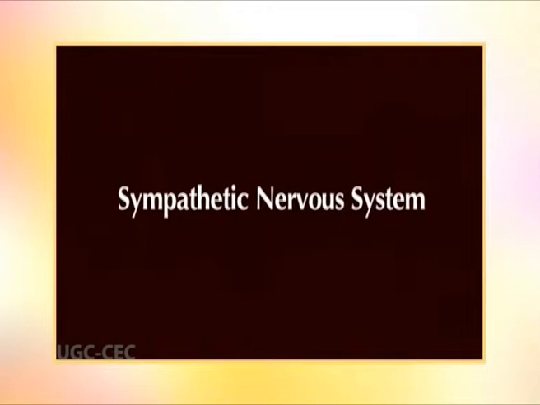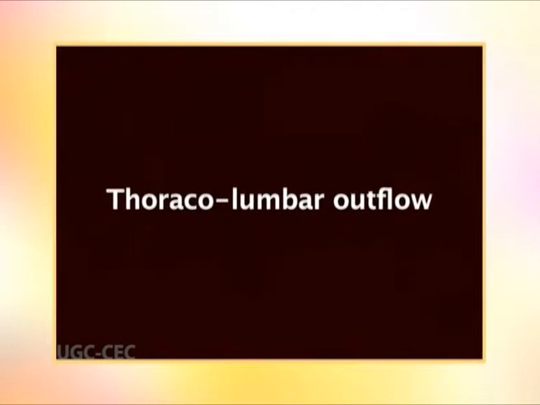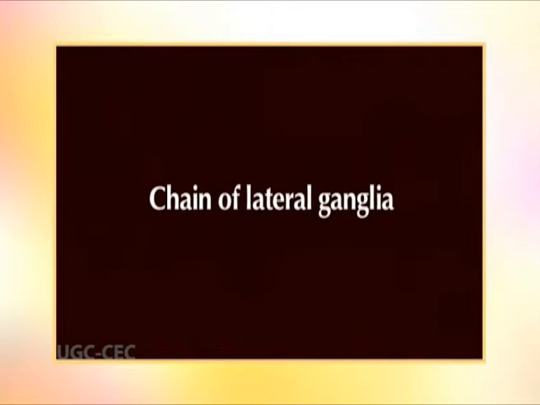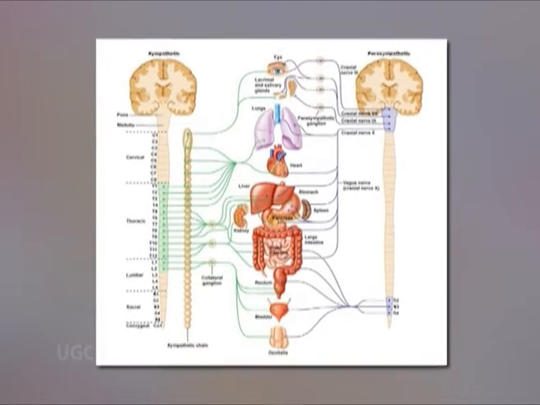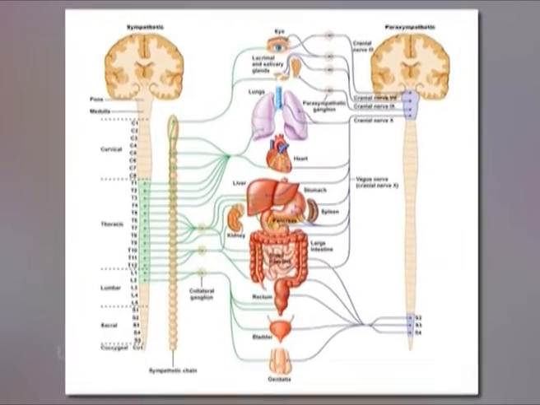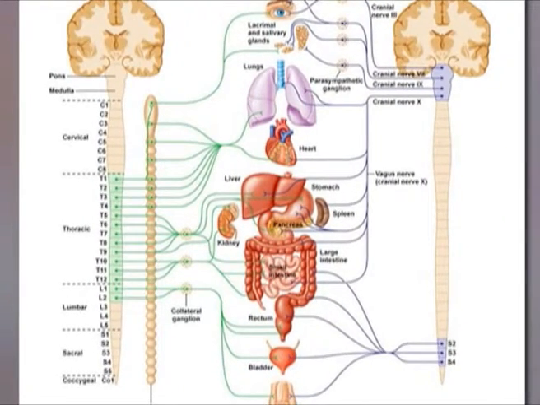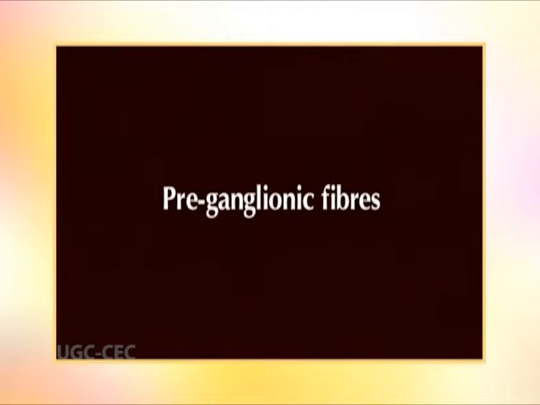Sympathetic nervous system, also called thoracolumbar outflow, it originates from rami communicantes of all thoracic and first 3 lumbar spinal nerves. It consists of a chain of different types of ganglia. First, chain of lateral ganglia. There are 2 ganglionated chains originating from neck to pelvis on either side of the vertebral column and each bearing 21 sympathetic lateral ganglia.